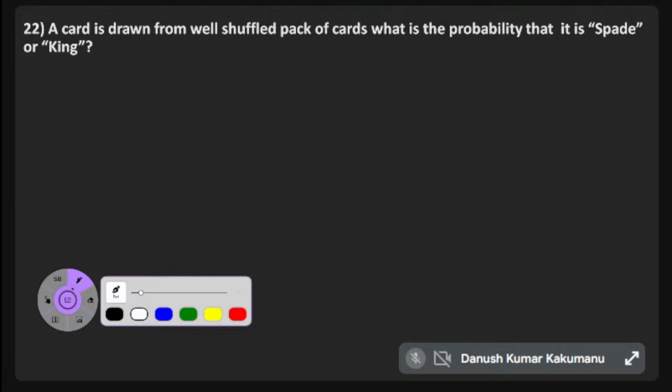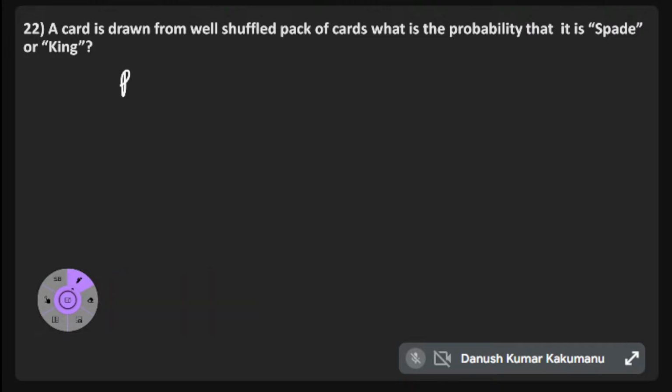A card is drawn from a well-shuffled pack of cards. What is the probability that it is either a spade or a king? Spade or king. What is the answer?